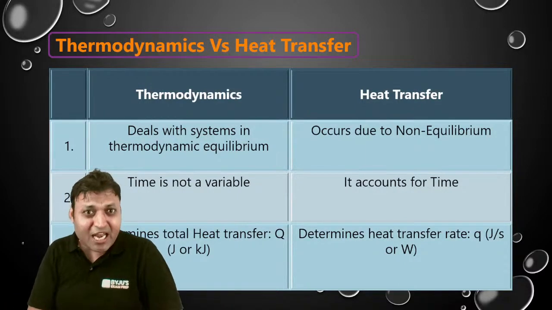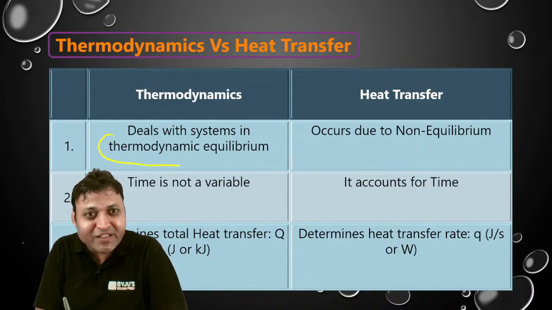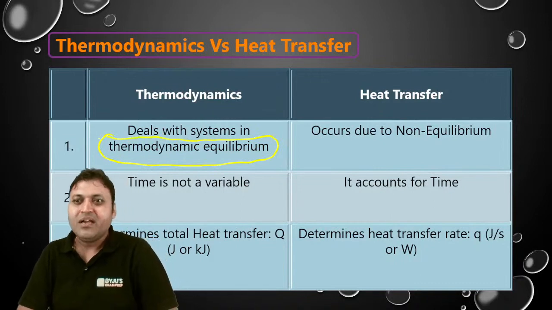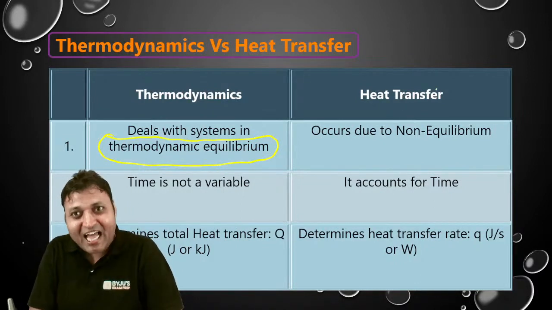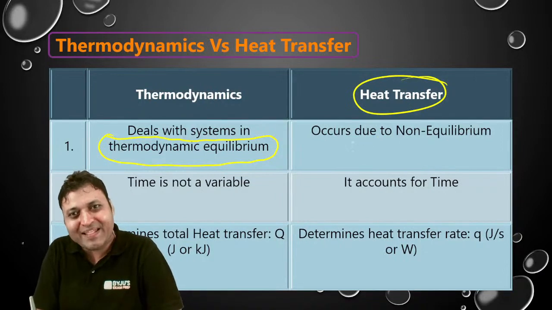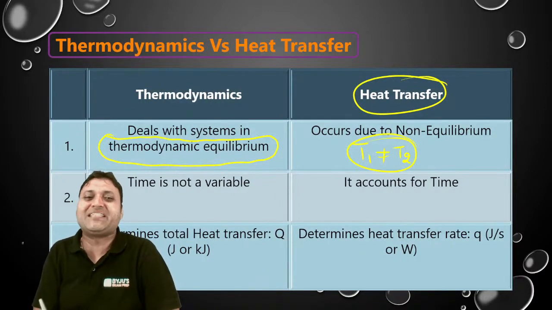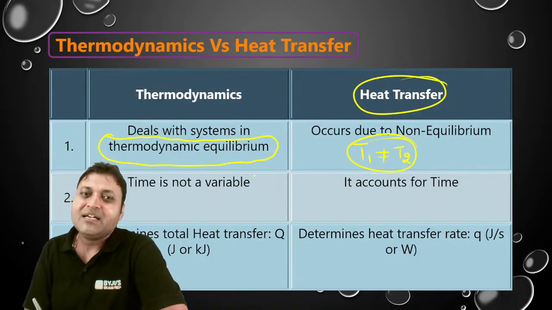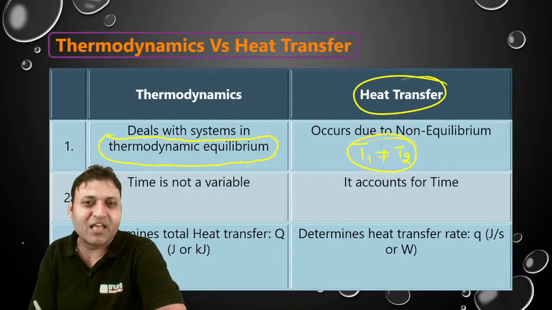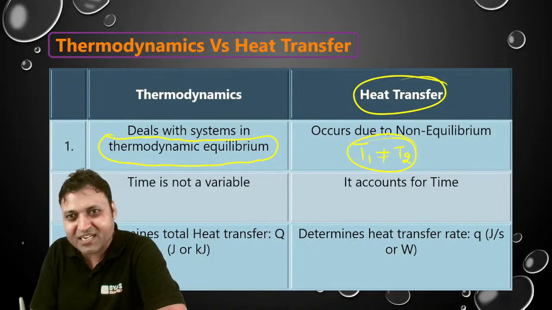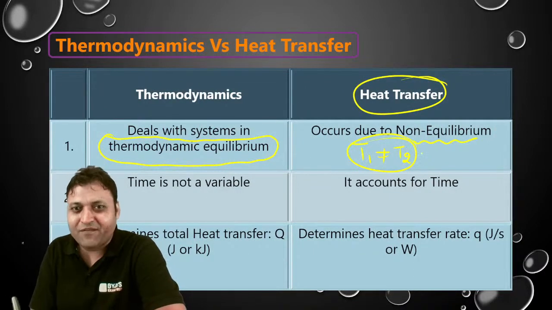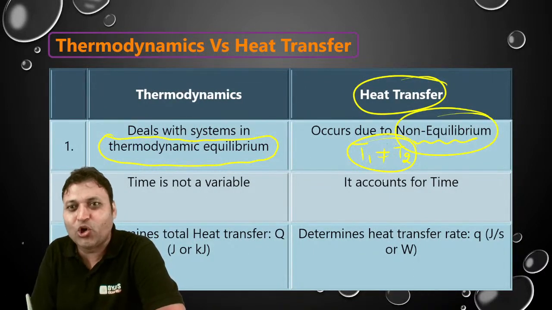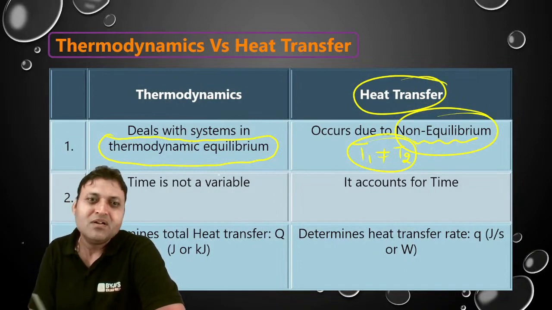The problem with thermodynamics is that it only deals with systems which are in thermodynamic equilibrium. But heat transfer comes into the picture when there is a temperature difference. Whenever there is a temperature difference between system and surrounding, energy transfer will take place in the form of heat, and then the subject will enter. So we can say if T1 is not equal to T2, that is not in thermal equilibrium.